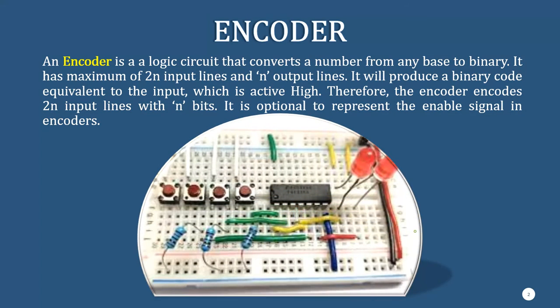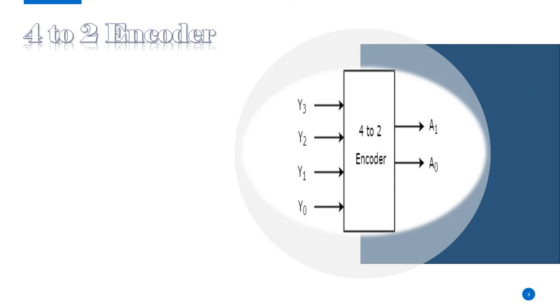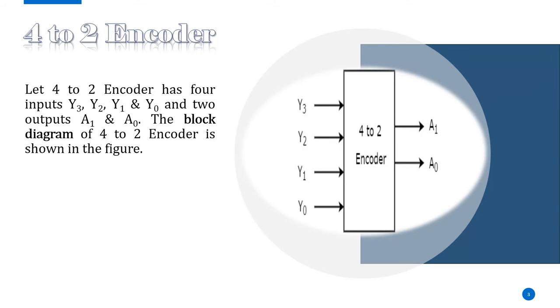Now we come to the particular 4 to 2 encoder. What is the block diagram of a 4 to 2 encoder? You'll find there are 4 inputs, y0, y1, y2 and y3, and they are encoded to two output signals, a0 and a1. So the 4 to 2 encoder has 4 inputs y3, y2, y1 and y0, and 2 outputs a1 and a0. The block diagram is shown in the figure.